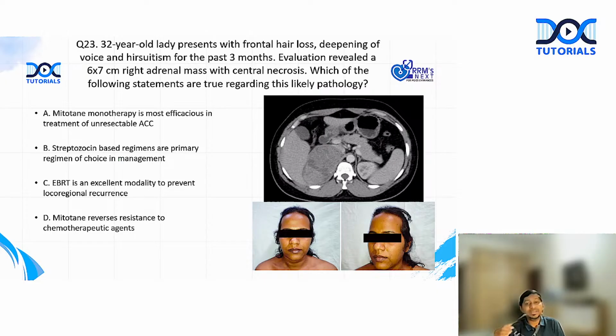Streptozocin-based regimens were previously used for management of ACC. Now, after the FIRM-ACT trial, it is shown that use of etoposide, doxorubicin, and cisplatin along with mitotane has a better progression-free survival. So that's what we use currently. EBRT is something that is not very useful. It may be used for avoiding local recurrence, but that's not commonly recommended throughout. It's not a very great modality. These tumors tend to be radio resistant.